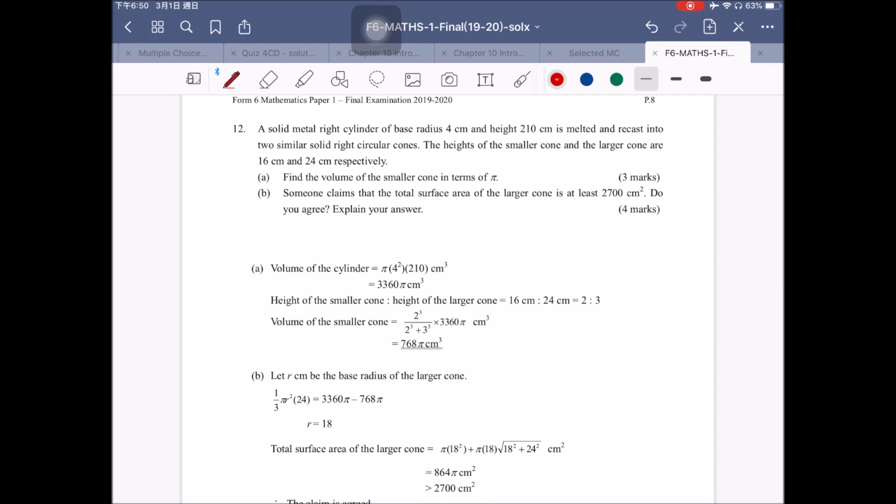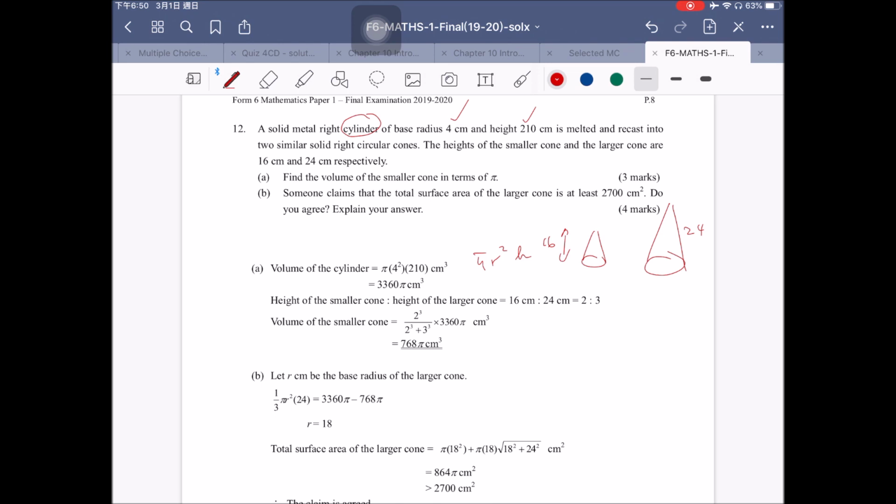Question 12, you have to know the formula for the cone, the surface area and the volume. Okay, a big cone, height this one and radius is this one. So the volume is pi r squared h, a big cylinder. We cast into two similar cones. Okay, the height of the smaller one is 16. The height of the larger one is 24.